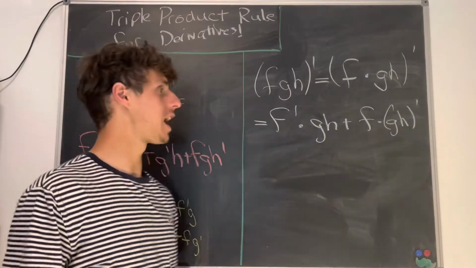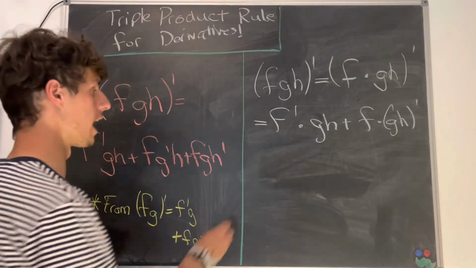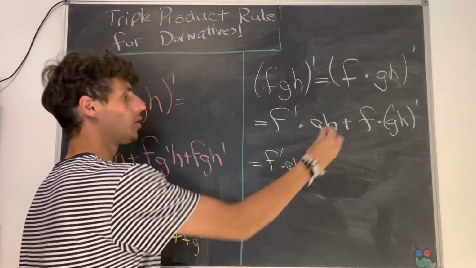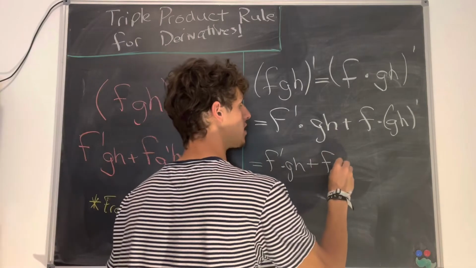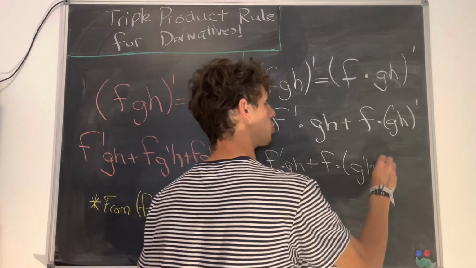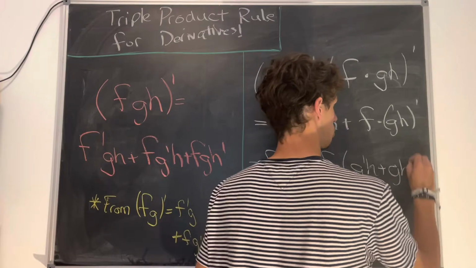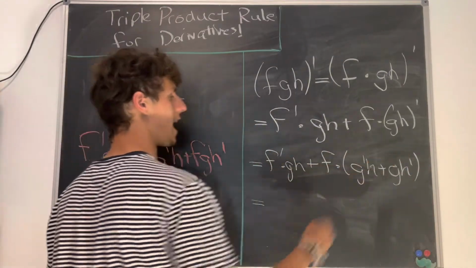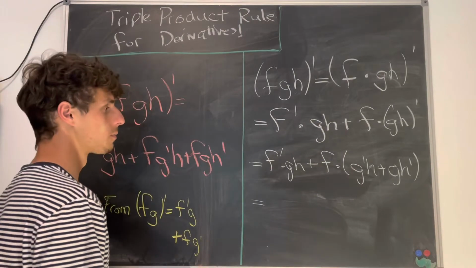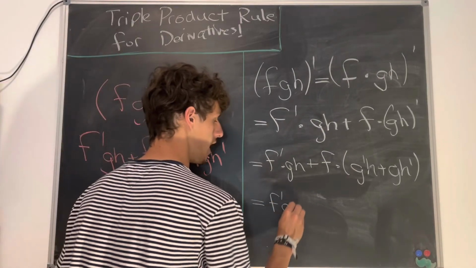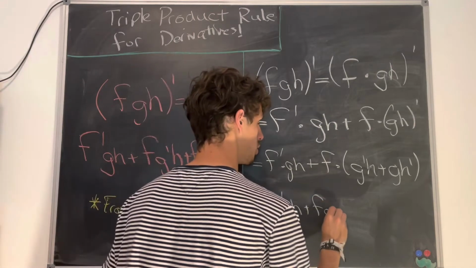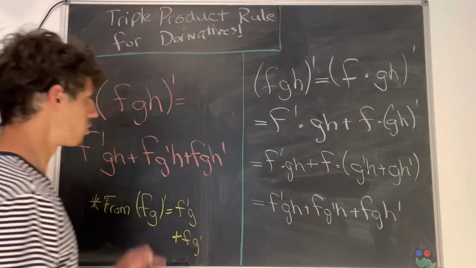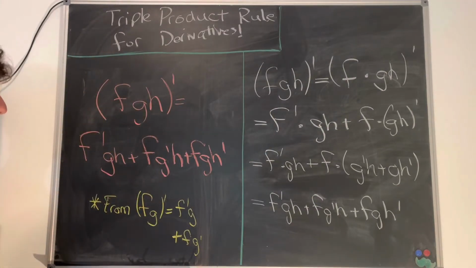But now this right-hand side, we need to apply the product rule again. So we'll have f prime times gh, that's this term right here. And then the right side, we'll have f times g prime h plus gh prime. But now, multiplying this f through both terms, we'll have f prime gh plus f g prime h plus f g h prime, which is exactly what we were looking for here in red.